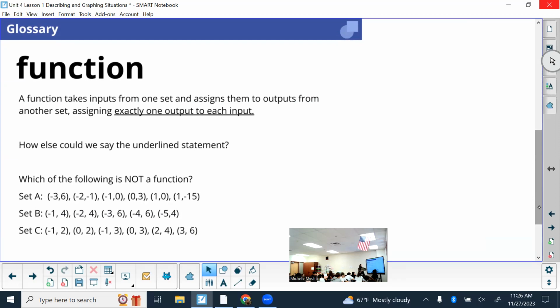So here's the definition that's on your paper. A function takes inputs from one set and assigns them to outputs from another set, assigning exactly one output to each input. What's the other word for output? There's a few of them. So what else do we call the outputs? The product, from what we just talked about. Outputs are the what in a function? They are the dependent variable, which goes on what axis? So we're assigning exactly one y to each input, which is what? X. So we're assigning exactly one y to each x.